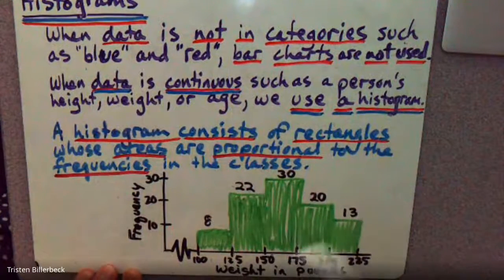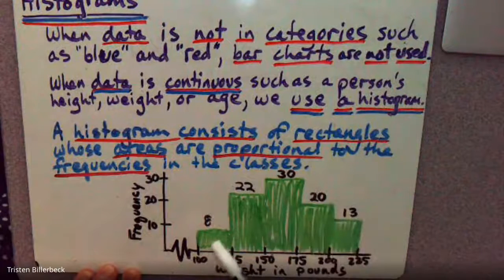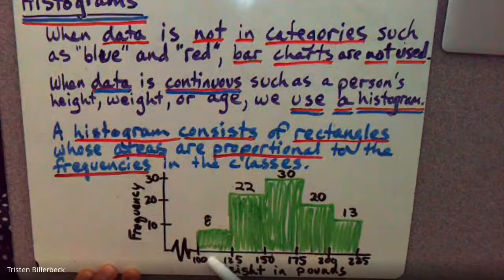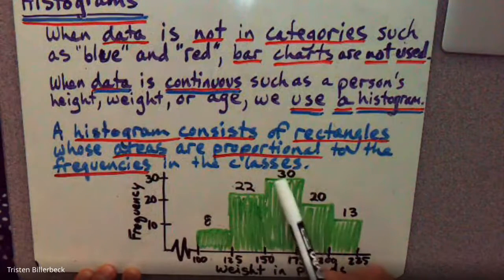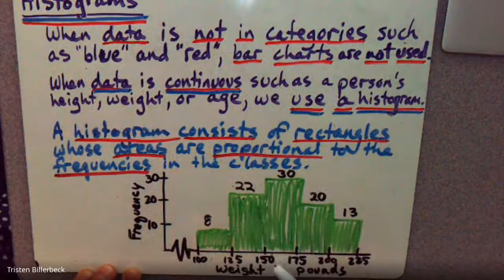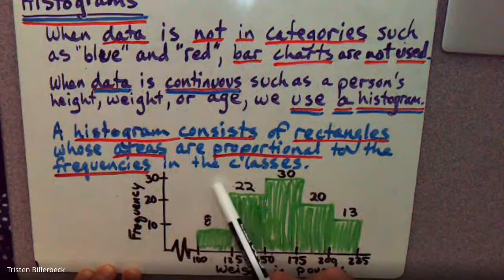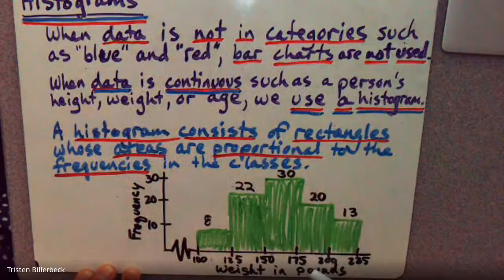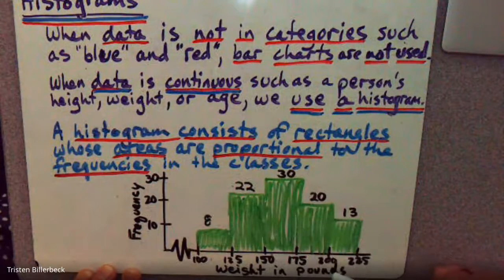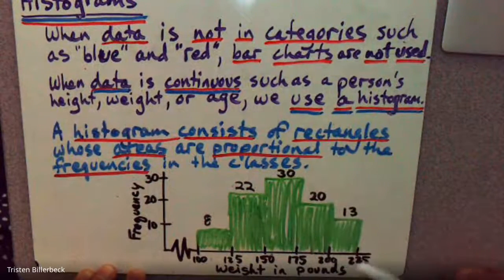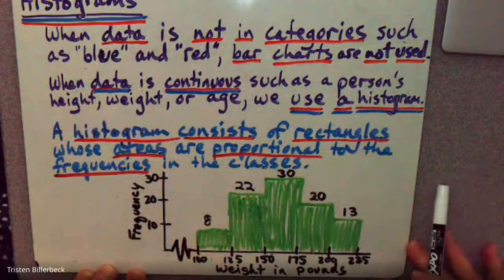So the histogram consists of these rectangles, and these rectangles have an area that has to do with the frequency here and the interval width. Okay? So this happens to be weight in pounds. So if we use this, we see, oh, we have about 8 people who are between 100 and 125. Between 125 and 150 pounds, we have 22 people. And then between 150 and 175 pounds, we have 30 people. Between 175 and 200 pounds, we have about 20. And then 200 to 225, we have about 13 people in our sample.